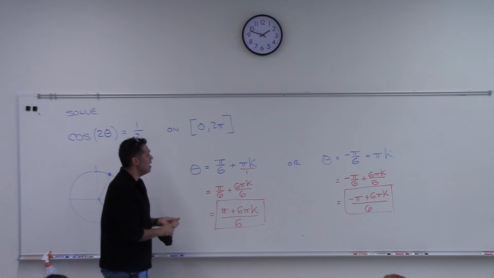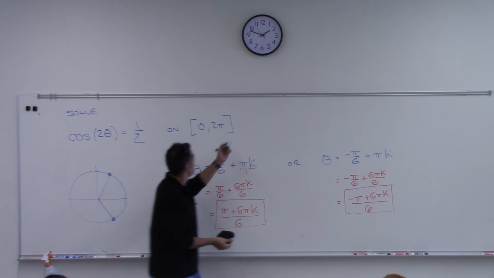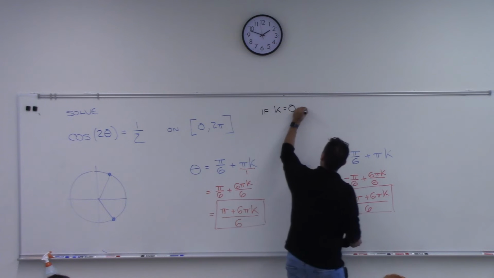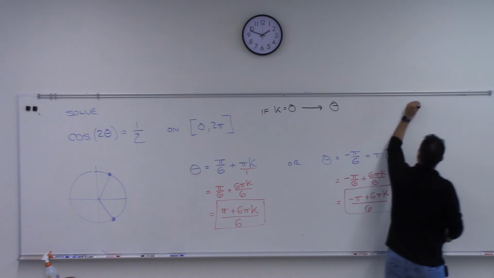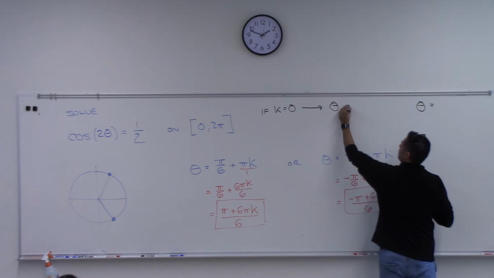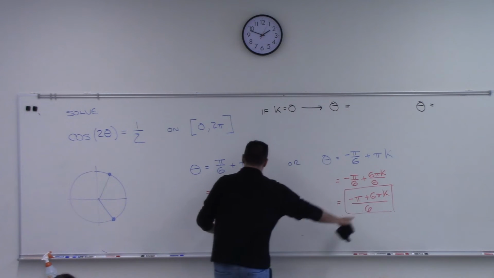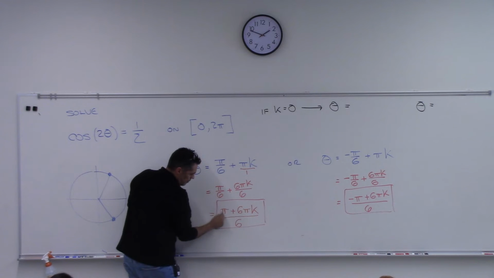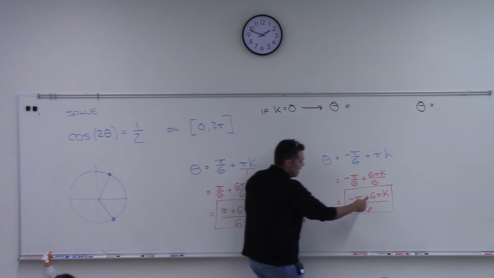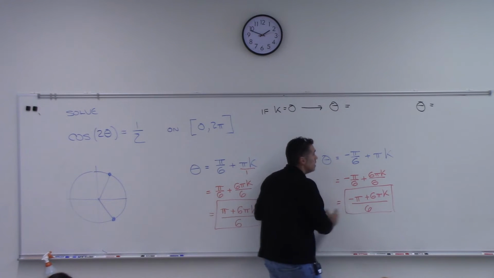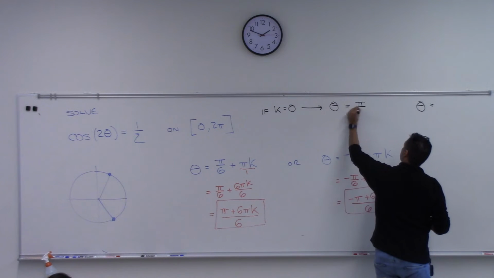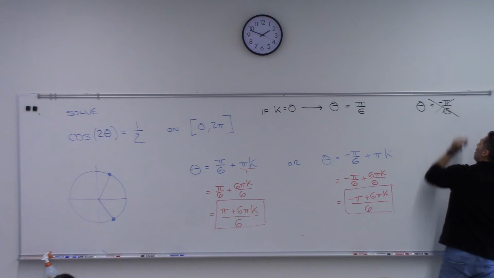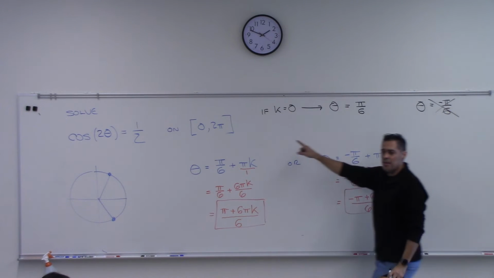Where do y'all want to start? K is 0, right? Let's start with k is 0. If k is 0, what are the two answers I get for theta? Because I have two boxes to work with, right? Two of these. So if k is 0, that's gone. You just get what? Pi over 6. And then over here, if k is 0, you get negative pi over 6. So we have pi over 6. And over here, negative pi over 6. And I'm throwing that one out because it's a negative answer and it's not in this interval.